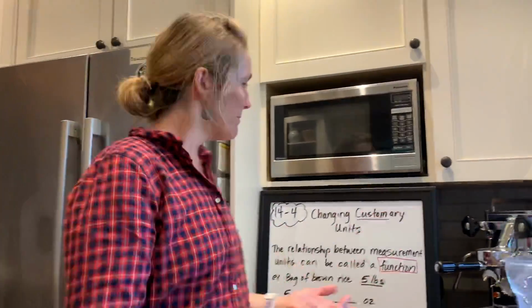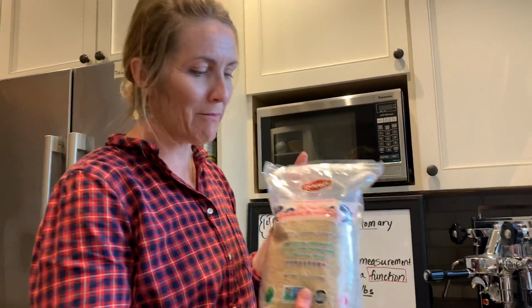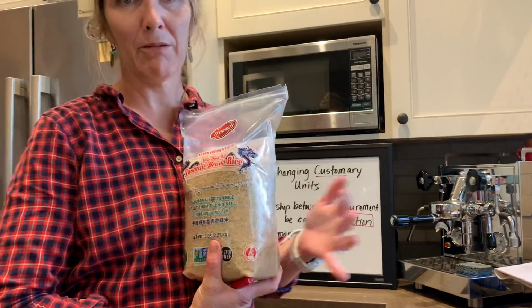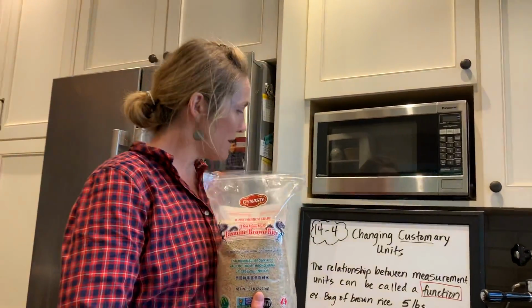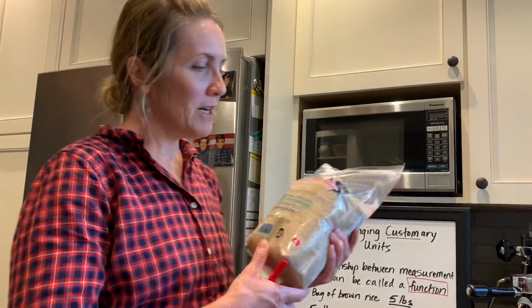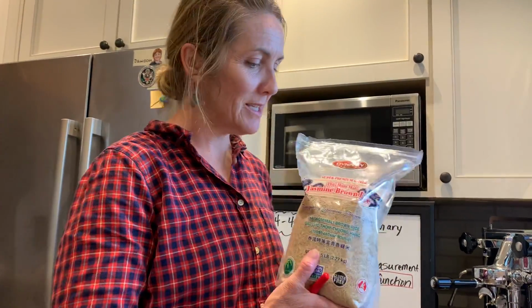So where this comes in handy, I went to the grocery store tonight and I bought a big bag of brown rice because we actually go through quite a bit of rice here and I was out. So this was a 5-pound bag. And if you wanted to know how many ounces this bag is, you have to be able to convert very quickly in your head. So why would you want to know that?